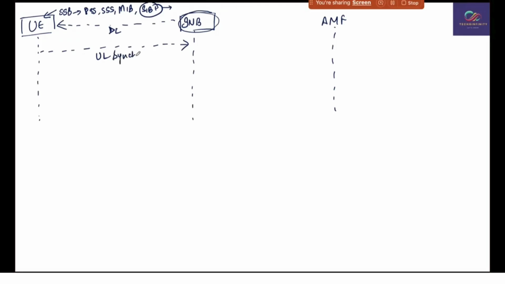Uplink synchronization, right? So for the first time when you want to have uplink synchronization, at that point in time UE wants to send out a message called RACH, or physical RACH. At the initial time when you are powering on your UE.